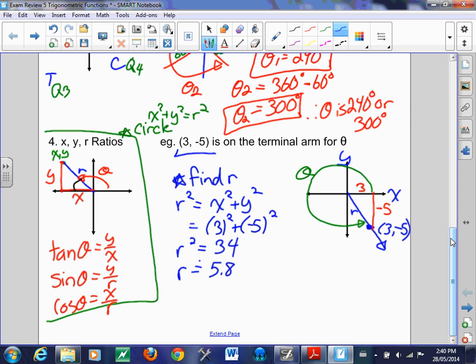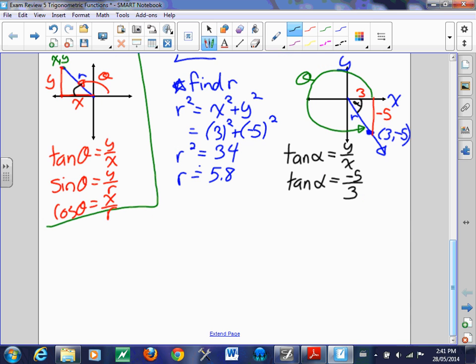Now that we know that, we can figure out theta by realizing what values are given. From this triangle, if I'm trying to figure out this angle, what two sides do I have? I have the opposite and the adjacent. So I'm going to use tan. If I label this one beta, tan of beta equals y over x. Tan of this angle, the reference angle, equals -5 over 3. To find the angle, remember to do the tan inverse. So angle theta equals the tan inverse of -5 over 3.